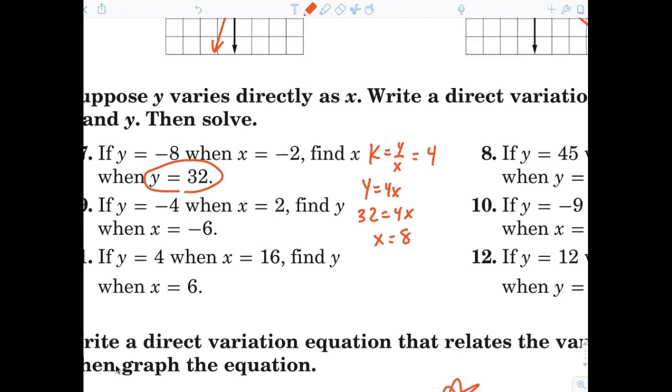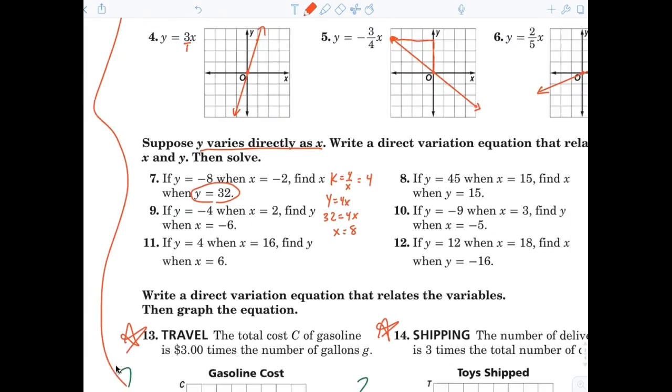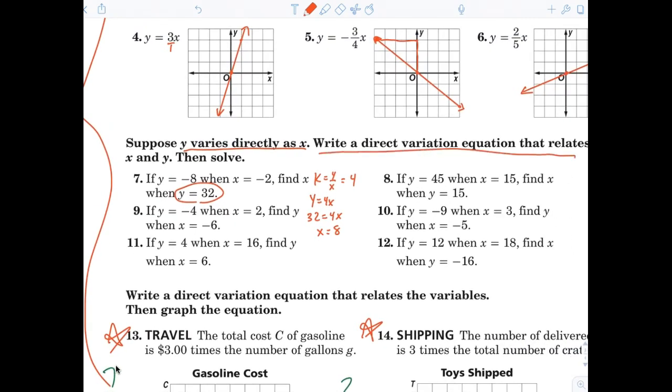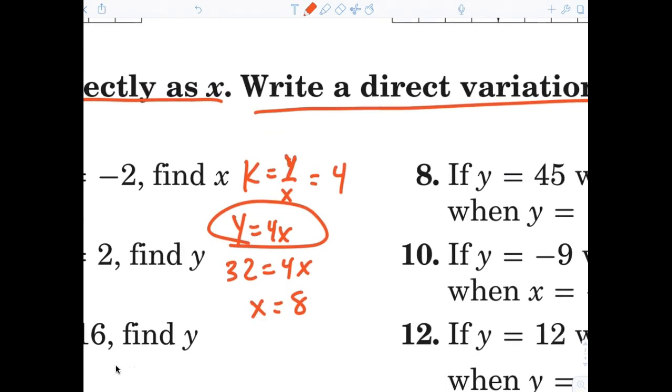Any questions with that? If you can do this in your head, well, you have to answer the questions. Yeah. Suppose y varies directly as x. Write a direct variation equation. So you have to write y equals 4x. It wasn't necessary to put k, but that's how you find the equation. So I don't get why you wrote k equals 4 over x. That's a y. I thought that was 4. Right. Y over x.